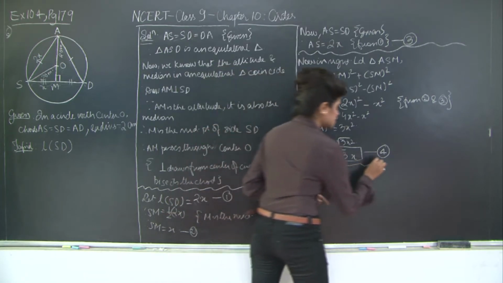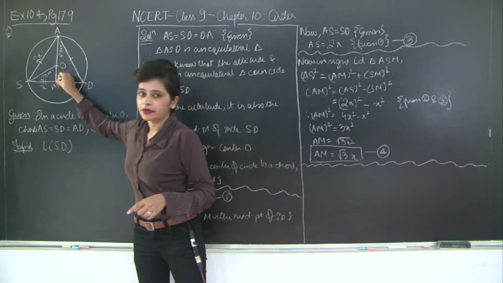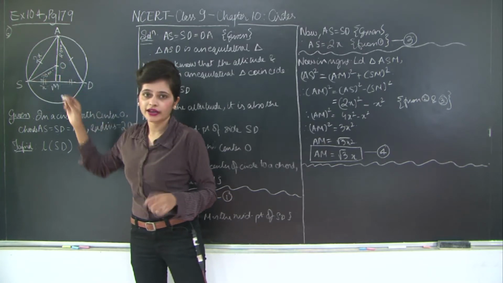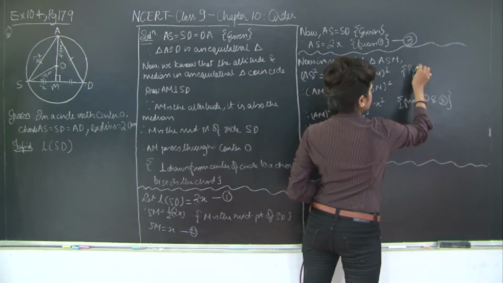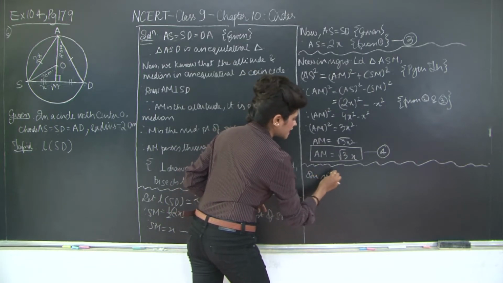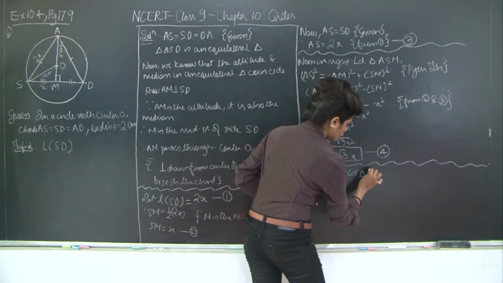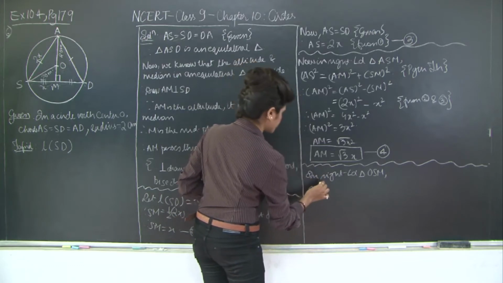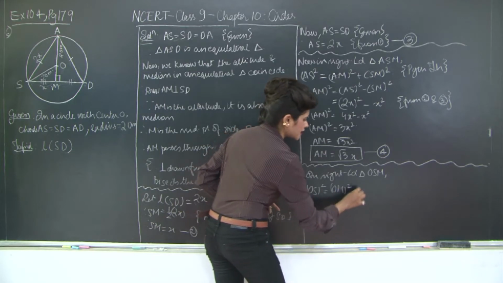Now we are going to take the smaller triangle, which is right angle triangle OSM. Here OS square is equal to OM square plus SM square through Pythagoras theorem. So here also I'll say Pythagoras theorem. So in right angle triangle OSM, OS square is equal to OM square plus SM square.